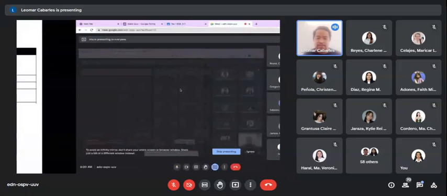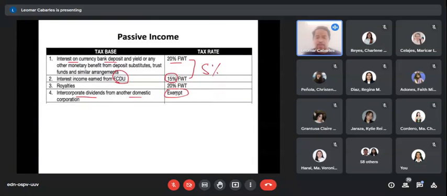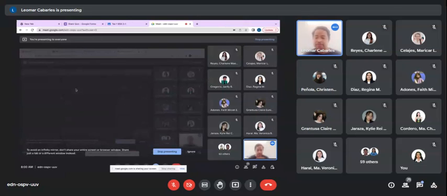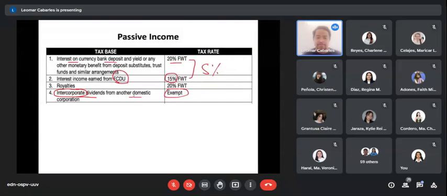Okay, kasi that is exempt from final withholding tax. Because ang dividend dyan ay intercorporate. That is from one corporation to another corporation. Okay? So that is intercorporate dividends. But specifically, what we're saying is from another domestic corporation. So Jollibee is a domestic corporation and SM is another domestic corporation.